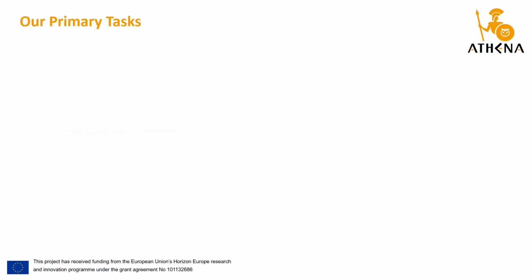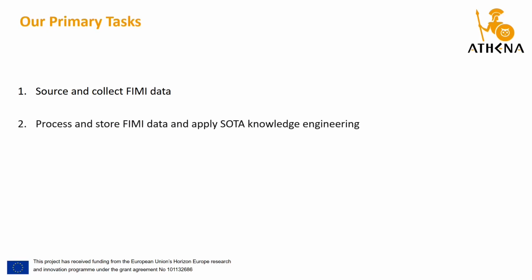There are four main tasks in this work package. The first is to source and collect FIMI data. In ATHENA, we have a goal to gather data from at least 500 websites and sources that can be linked to FIMI campaigns. Once we have gathered the data, we will process and store it in our internal knowledge graph, applying state-of-the-art knowledge engineering techniques to uplift the data to rich, highly queryable and reusable formats.